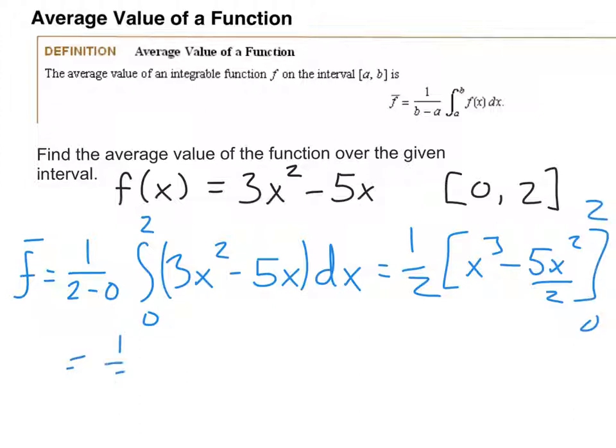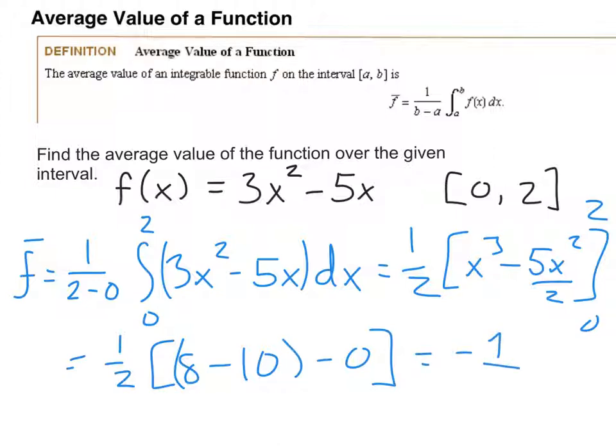So we have 1/2 times. When you plug in 2, you get 8 minus, and then 2 squared is 4, 4 over 2 is 2, so 2 times 5, that'll be minus 10. And then when you plug in 0, again in this case you get 0 minus 0, so that's 0. 8 minus 10 is negative 2, negative 2 times 1/2 is negative 1. So it looks like on this interval from 0 to 2, the average value of our function is negative 1.